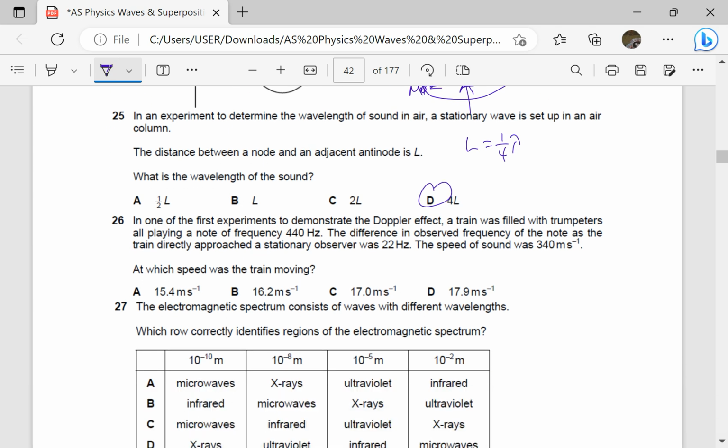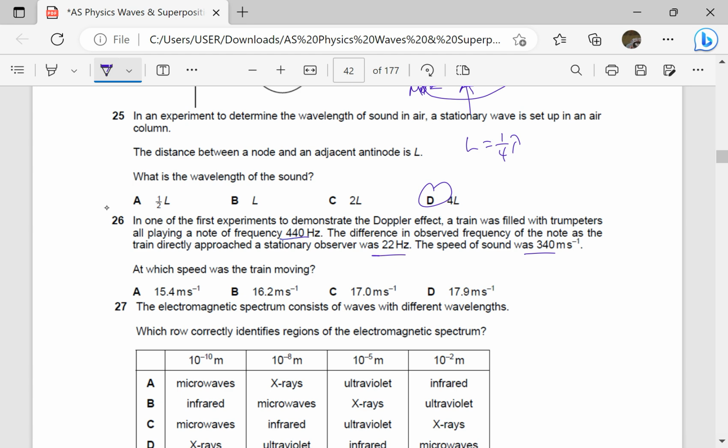In one of the first experiments to demonstrate the Doppler effect, a train was filled with trumpeters, all playing a note of frequency 440 Hz. The difference in observed frequency of the note as the train directly approaches the stationary observer was 22 Hz. The speed of sound was 340. At which speed was the train moving? The observer was stationary, the normal frequency is 440.